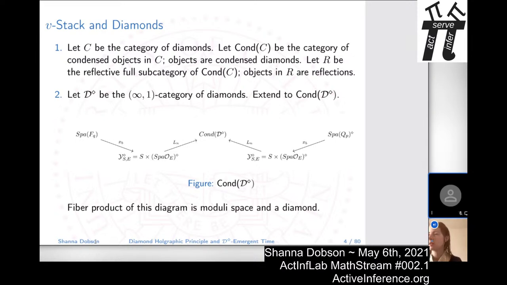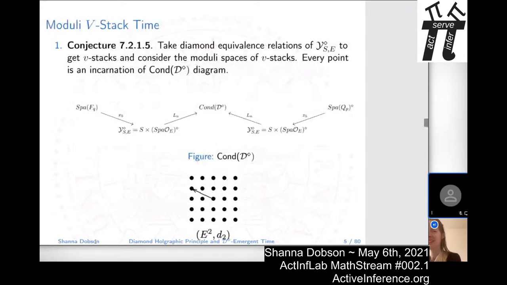So if you take D diamond to be the infinity one category of diamonds, you can extend this to condensed D diamond, and you get this actual object. So following precedent from Fargues's amazing work, the fiber product of this diagram is claimed to be a moduli space and a diamond. That's very hard, right? So that's hard. So moduli of V stacks.